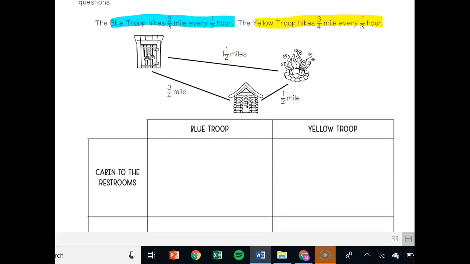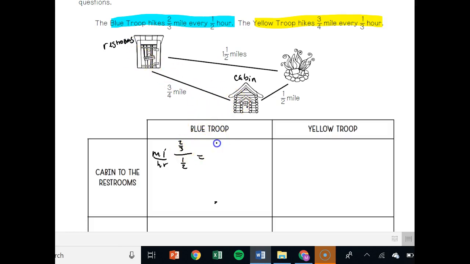For the blue troop, I'm going to do the rates from the cabin to the restroom, and the campfire to the cabin. What we're comparing is miles over hours, and we're trying to figure out a rate here. We know we go 2/3 of a mile every half hour, so that's 2/3 over 1/2, and we want to set this equal to the cabin to the restroom. Here's our cabin, and here's our restrooms. We want to figure out how long it's going to take them to walk that 3/4 of a mile.